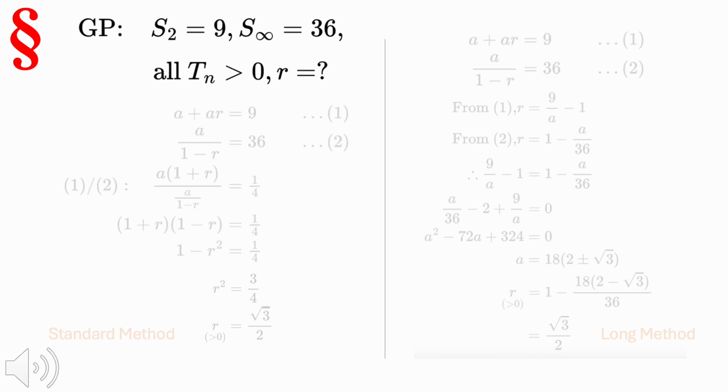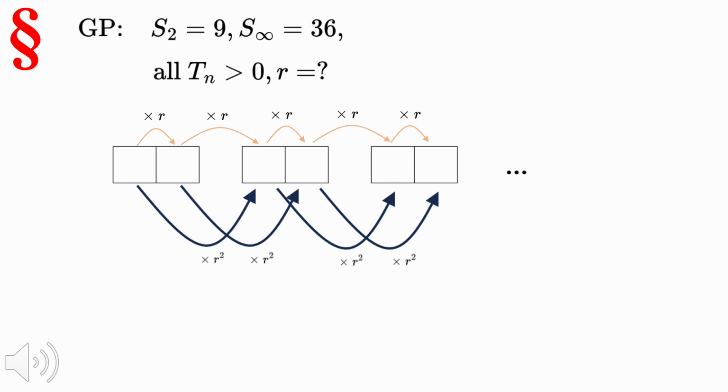The standard method to solve this is to use the standard GP formulas to form two equations, and then solve for r. If instead, we get sidetracked, then we end up with the long method, where we try to find a first before finding r. This gets really messy as we end up having to solve a quadratic with complicated looking roots. Let us step back and see if we can approach this in another way.